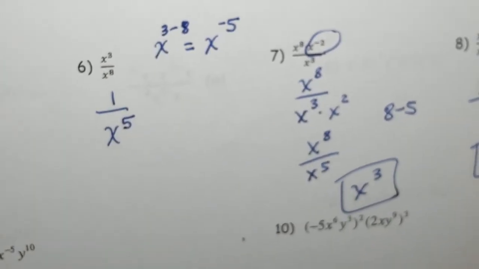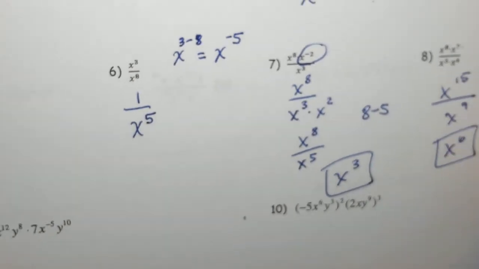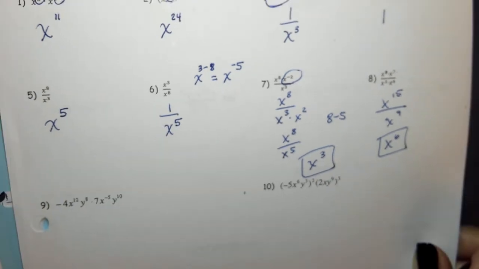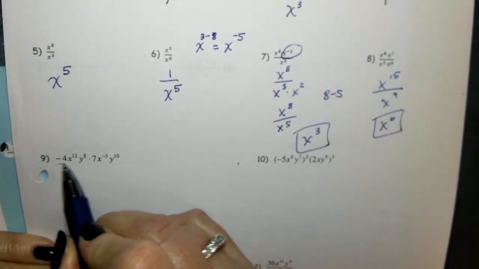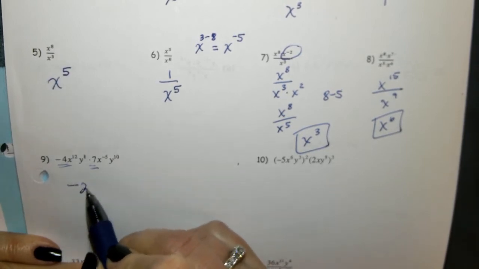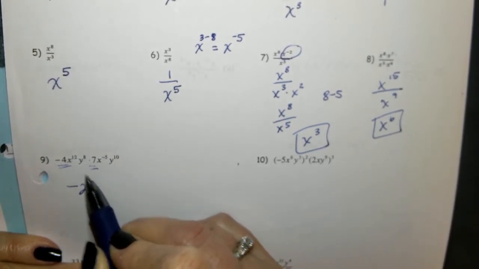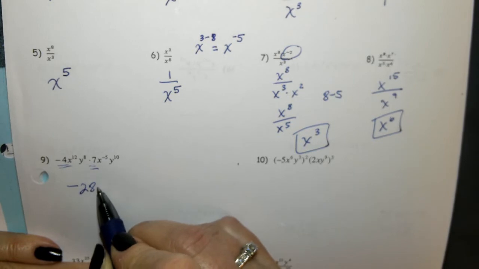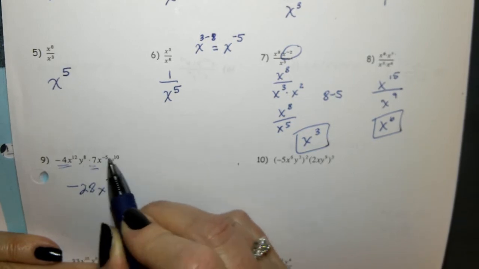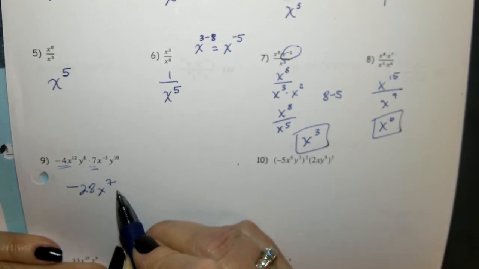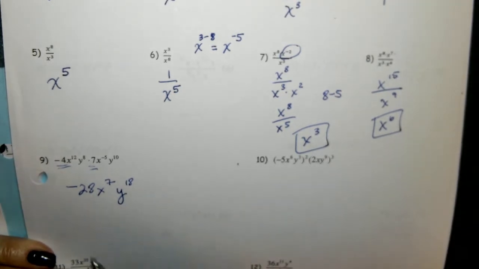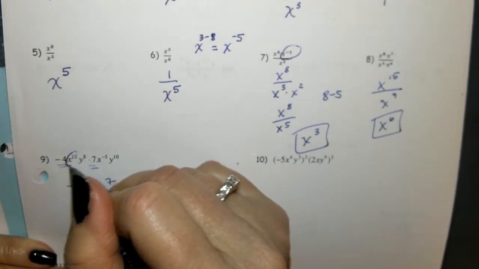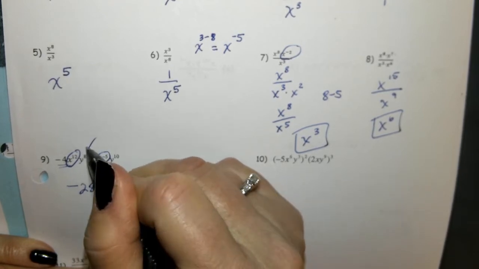All right. I'm going to keep going quickly. Feel free to pause it. But negative 4 times 7 is negative 28. So then 12 minus 5 is 7. And 8 plus 10 is 18. Remember, you can only combine like bases. So the x's and then the y's.